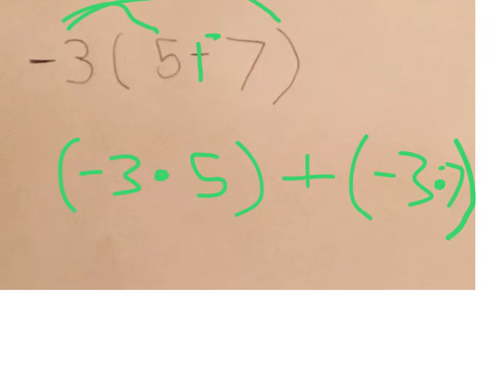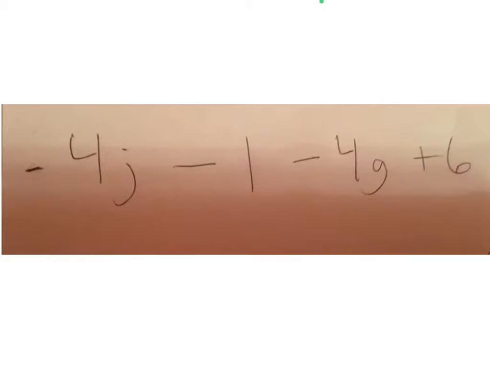So -3 times 5 would be -15. Then we have to add -3 times -7, which equals 21, because the negatives cancel each other out. So -15 plus 21 equals 6.